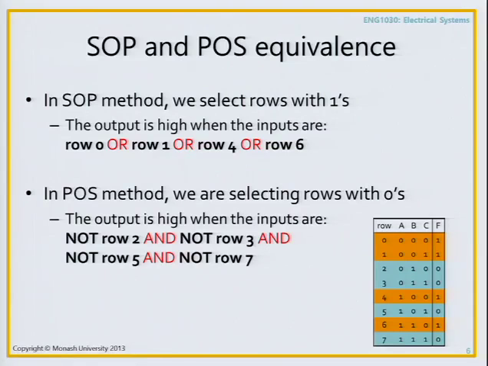So in summary, in the sum of products method, this is the logic you would need to remember. The output is high when the inputs are row whatever, or row whatever, or row whatever, or row whatever. So it's a sum of products. In the product of sums method, we are selecting rows of 0. The output is high when the inputs are not row 2 and not row 3 and not row 5 and not row 7. That's for this particular table.